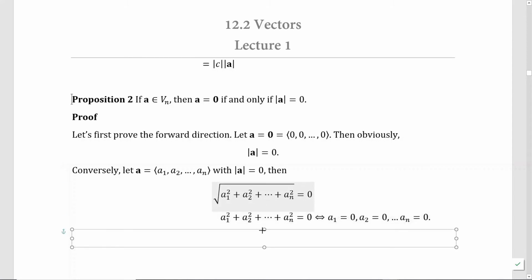Then if we square both sides, we get rid of this square root symbol. And this is a non-negative quantity. It can only be 0 if all the terms we see here are separately 0. This completes the proof.